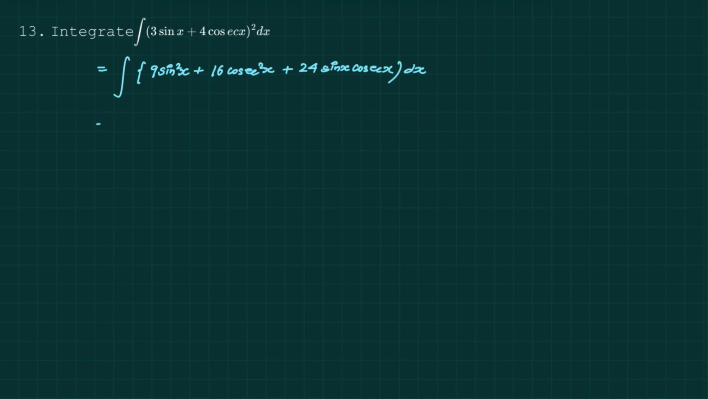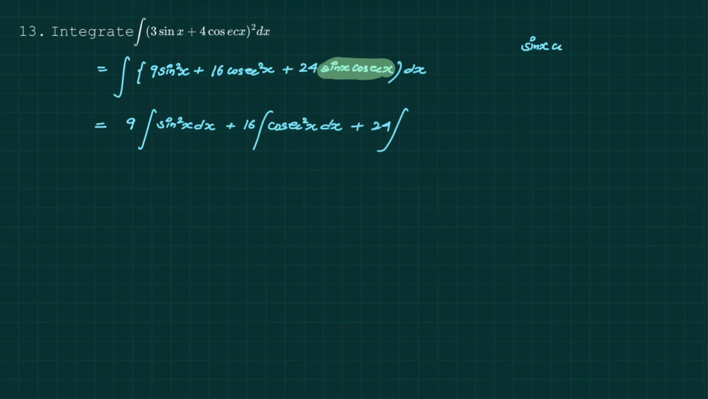dx. So let us distribute the integration, then we will have 9 is constant, integration of sin square x dx, plus 16 is constant, integration of cosec square x dx, plus 24 is constant, integration of, now if you look at this part, that is sin x into cosec x, that will be equal to 1, because sin x into cosec x is sin x into 1 by sin x, because cosec and sin are inverses of each other, so there we will get only 1. So here it will be only dx.